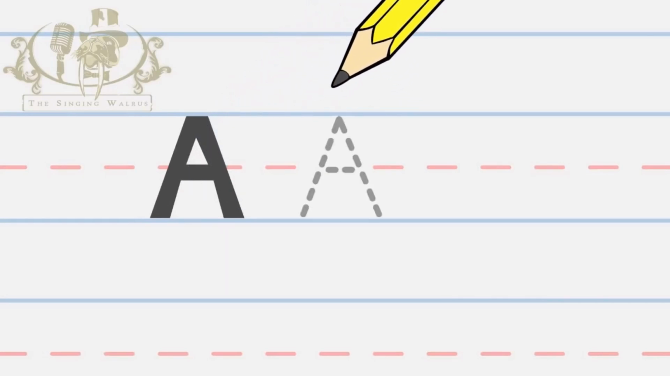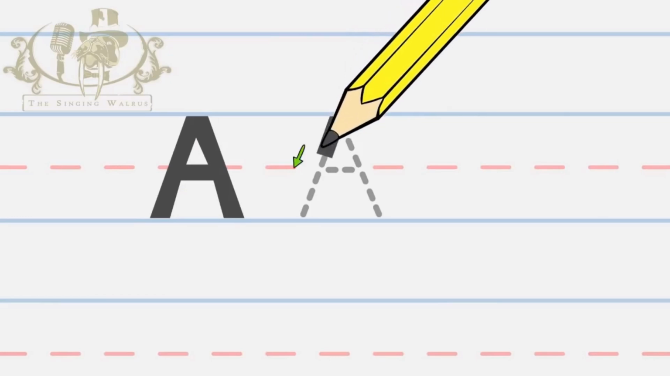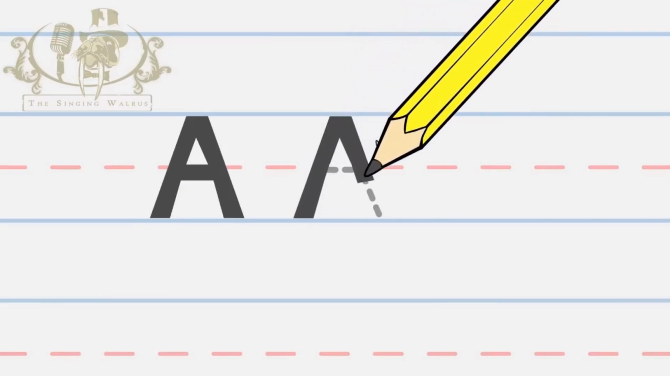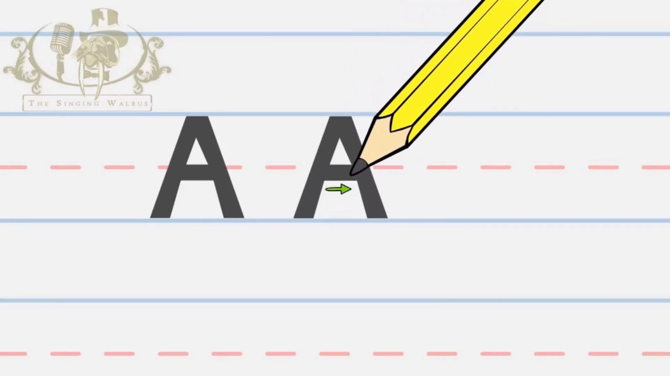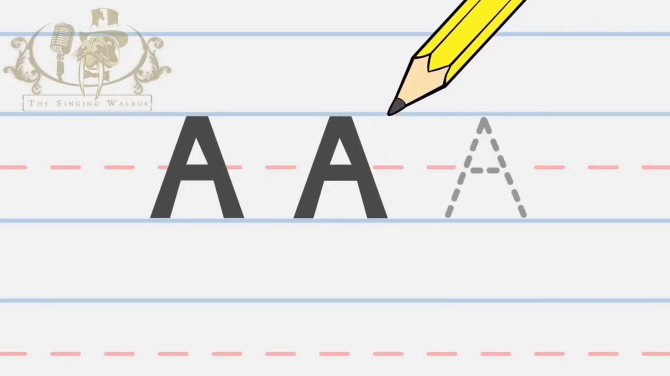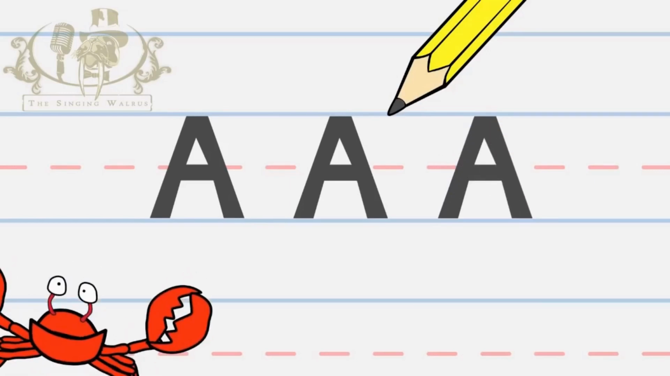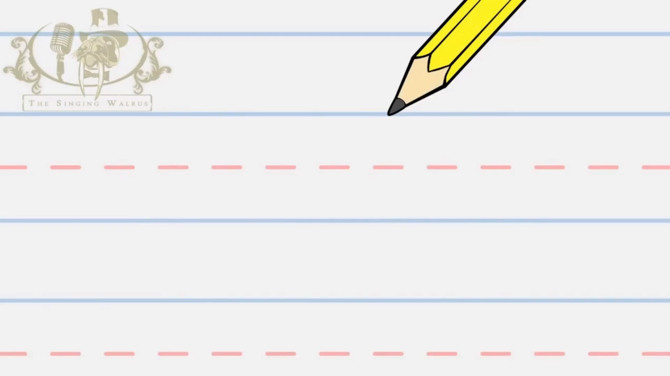Let's try it again. Down, down, across. Now you try. Now, check if you did it right. Great job! Now we're going to write the lowercase a. That's the small a.